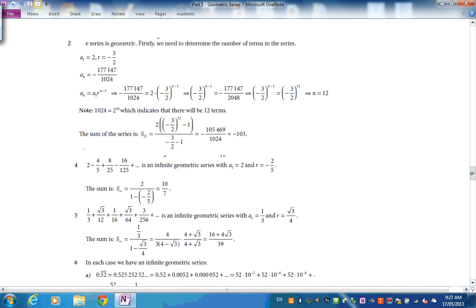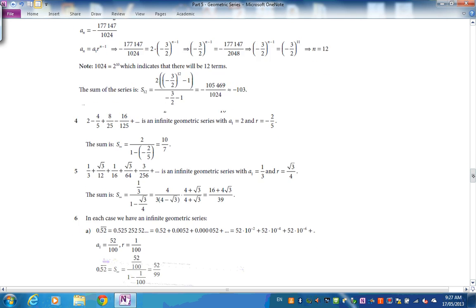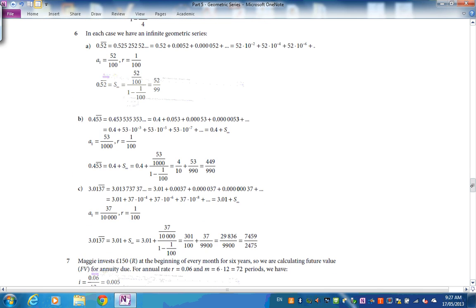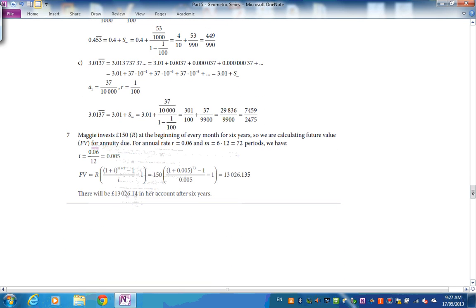So there's question 2 and 4, 5, 6 is coming up. Question 3 was arithmetic, so that was in the last presentation. So you can pause your work and check it there. And then if we go to 6, I think we can fit 6 on there. Question 6, check that out. Then question 7.